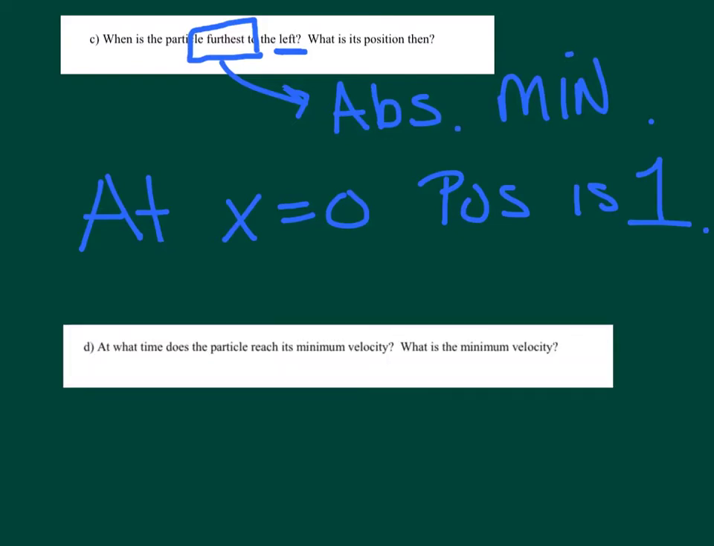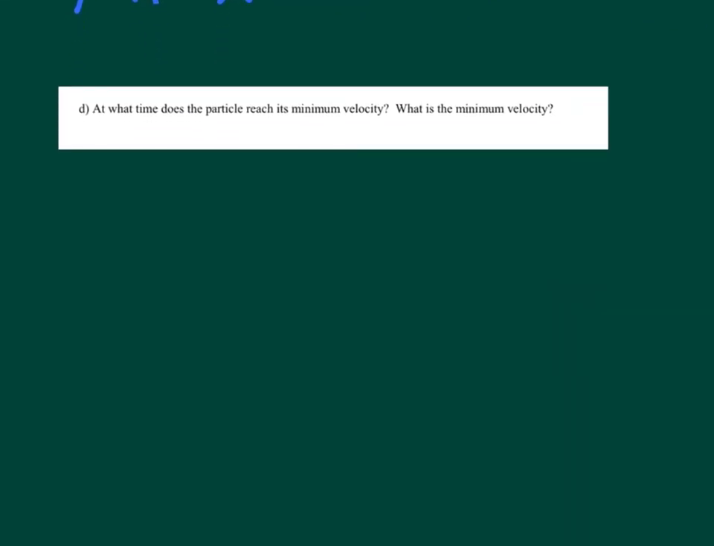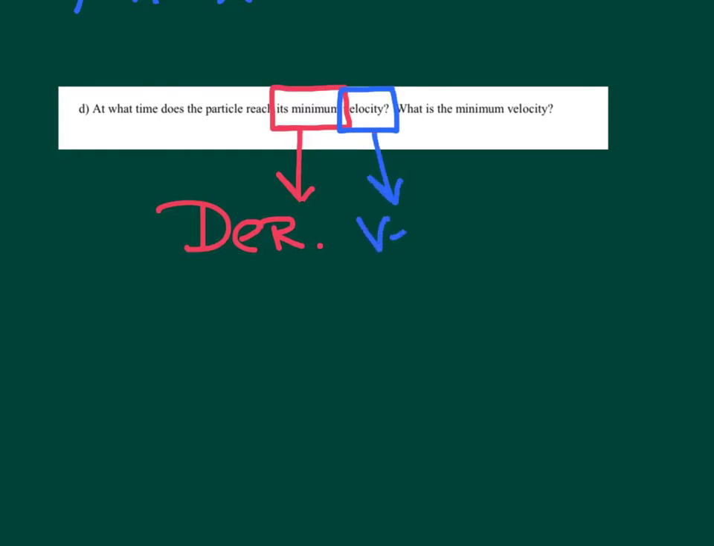Question D. At what time does the particle reach its minimum velocity? And then what is the minimum velocity? Now, you might have to go back and look at those notes we jotted down when we started. There is a key calculus word here. That's the part that's got to be jumping off the page. There's actually 2 of them. The first one that jumps out at me is the word minimum. If you want to find a min or a max, that is implying to take the derivative. Now it usually tells you who to take the derivative of. You want to find the minimum velocity. So I read this as take the derivative of velocity. That's how you're going to have to interpret these.